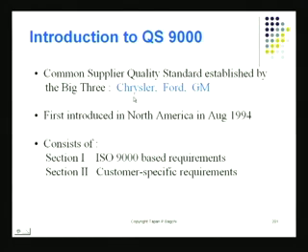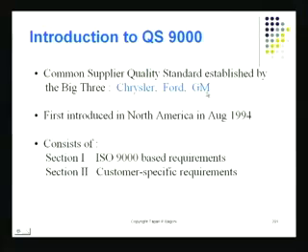QS 9000 basically came along because the big automakers in Detroit, Chrysler, Ford and General Motors, found that the basic ISO 9000 was not doing good enough because it did not really impact the quality of the final product. It did not go out and look at the final product and say that I assure the quality of the final product just because I have ISO 9000. ISO 9000 was not doing that. So GM, Chrysler and Ford got together and coined this new standard called QS 9000. They built it on the foundation of ISO 9000 and then added additional customer specific requirements to it.